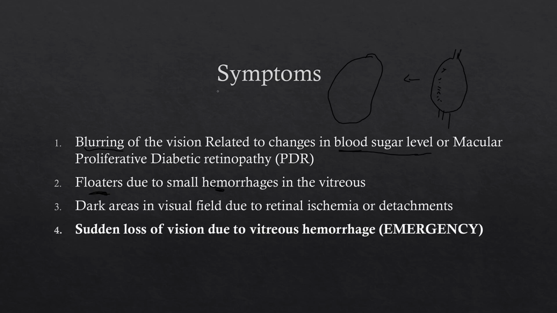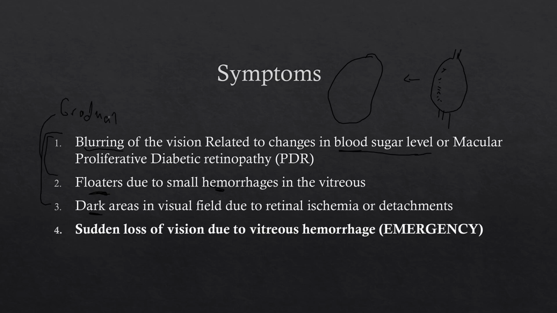Now, if the macula doesn't have a blood supply, this part will die in the macula and will no longer be able to see. So it leads to dark areas in the retina, or even detachment. But keep in mind, these processes are often gradual, except the dark area, I'm sorry. The first 2 points are usually gradual.